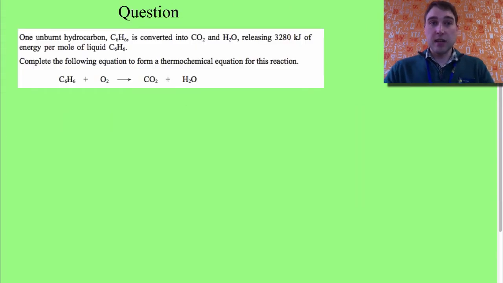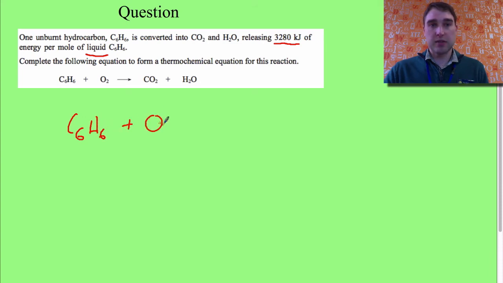So here's an example question that I picked out of an old exam. It says one unburnt hydrocarbon, C6H6, is converted into carbon dioxide and water, releasing 3,280 kilojoules of energy per mole of liquid C6H6. I'm going to underline some important bits. The liquid, it tells us to start with. We're told the delta H value. We're told the bits and pieces that make it up. So complete the following equation to form a thermochemical equation.